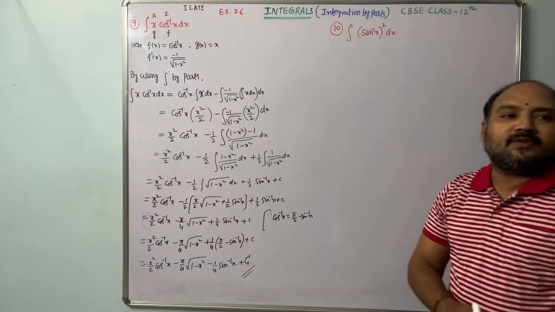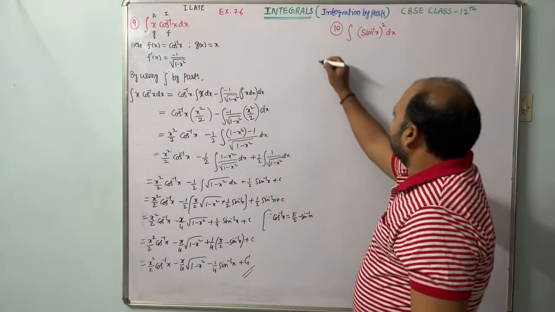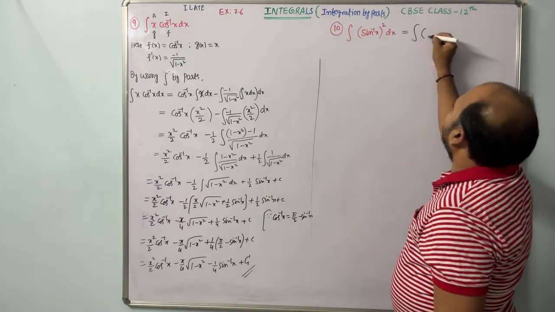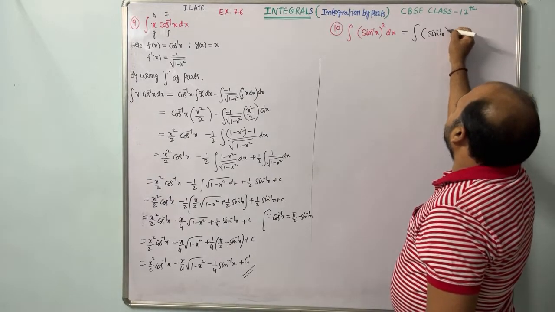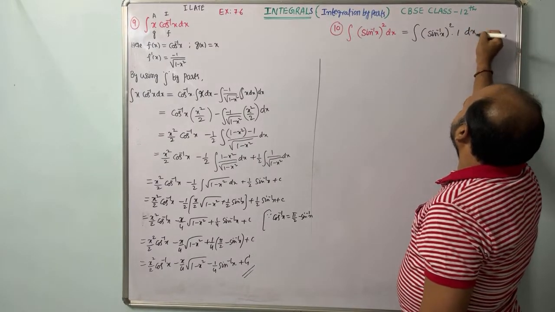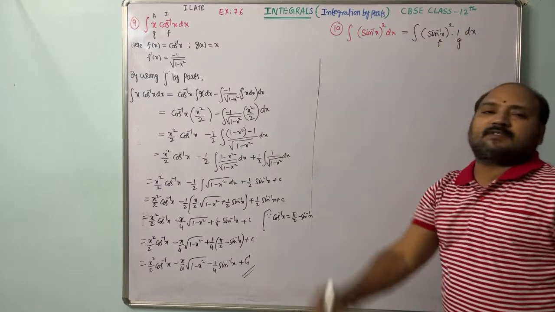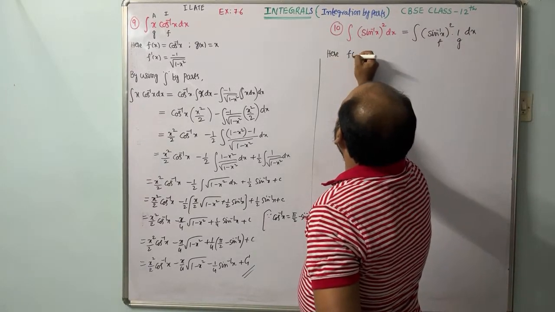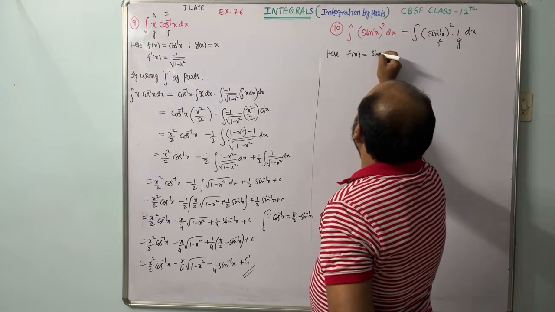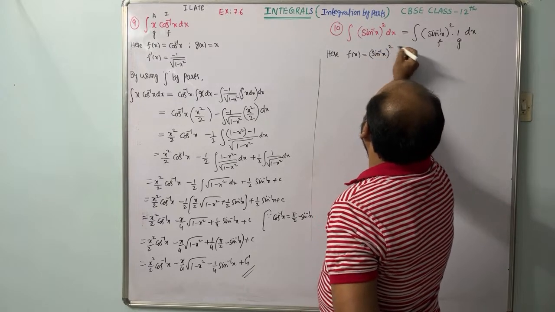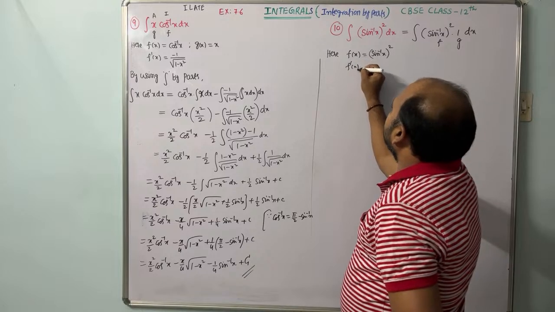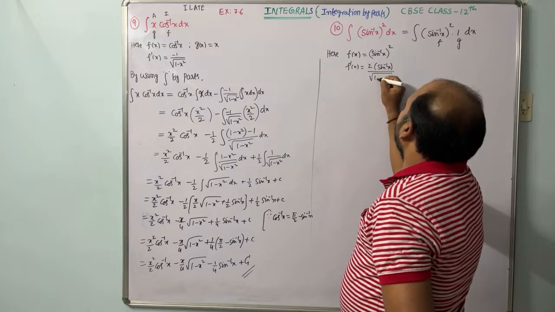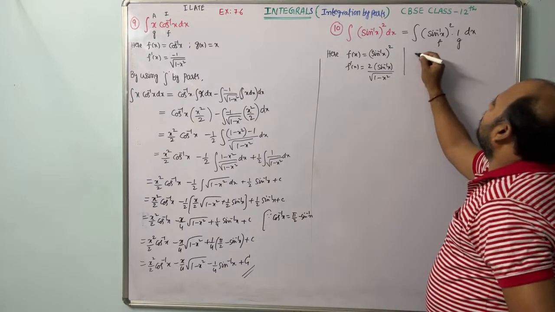I hope you understand this, students. We will move to another set of questions. This we can treat as integral sin inverse x whole square into 1 into dx. This is g of x, this is f of x. So first here f of x equal to, we already did in the beginning of the video, dear students. Why are we taking it as 1? f dash of x equal to 2 into sin inverse x by root of 1 minus x square. g of x equal to 1.